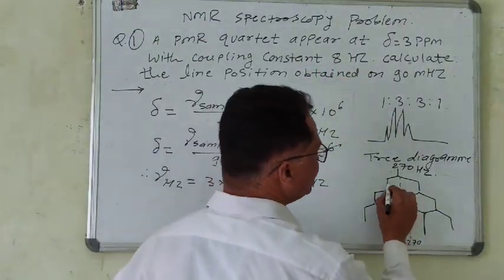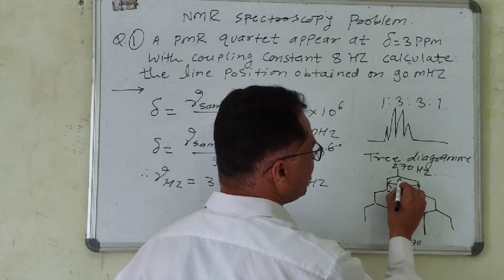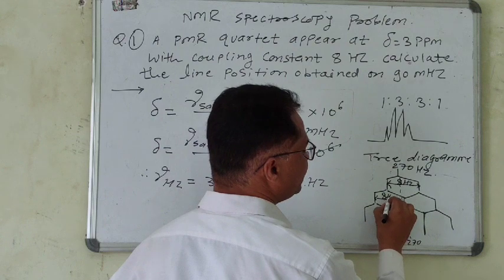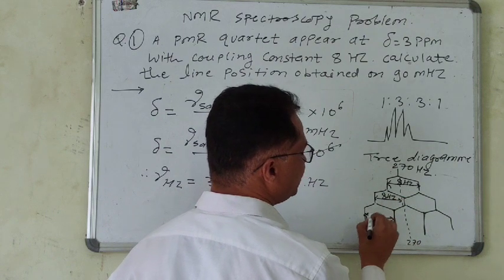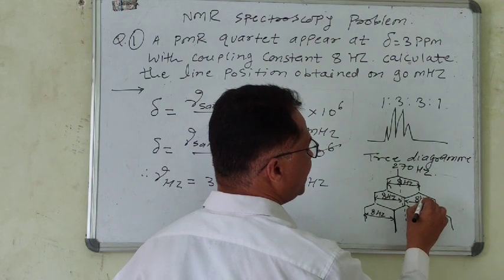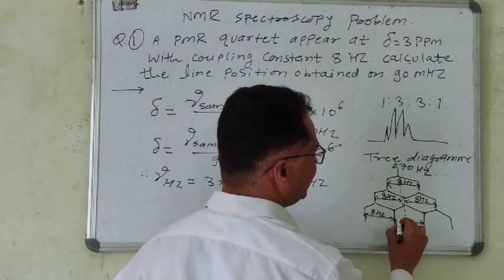J is the coupling constant whose value given here is 8 Hertz. The distance between two adjacent peaks is called the coupling constant. So this is the distance between two adjacent peaks, and this is the distance between two adjacent peaks. So it is 8 Hertz, everywhere it is 8 Hertz.